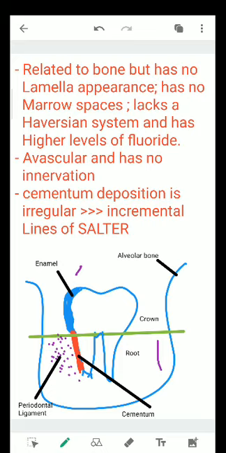Remember, in the dentin and enamel, we have incremental lines, long period lines as well as short period lines. For the cementum, we have the incremental lines of Salter. Remember, incremental lines are due to the deposition of that particular tissue, right?